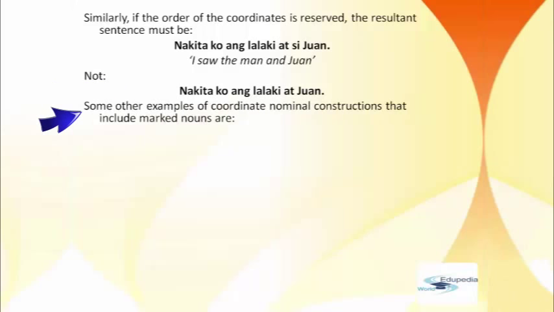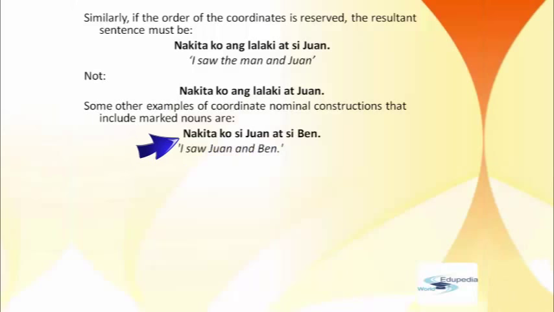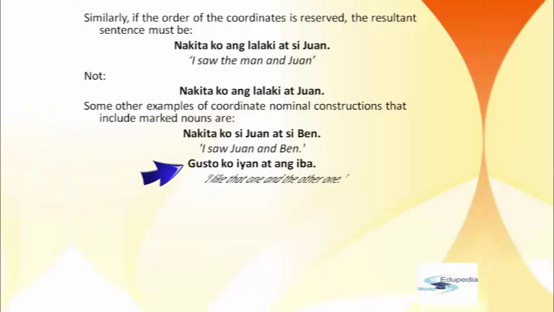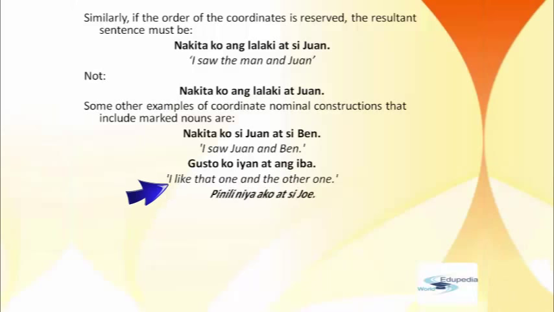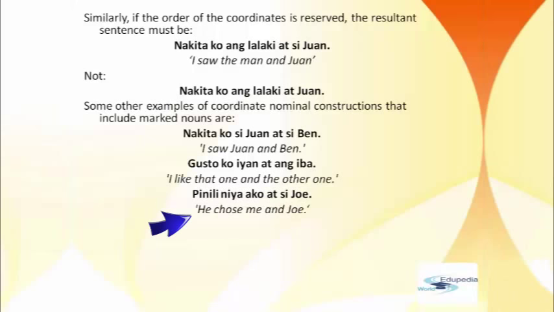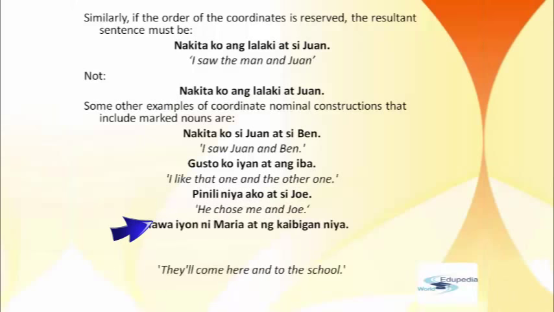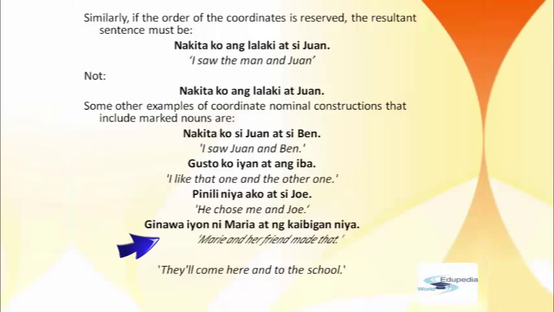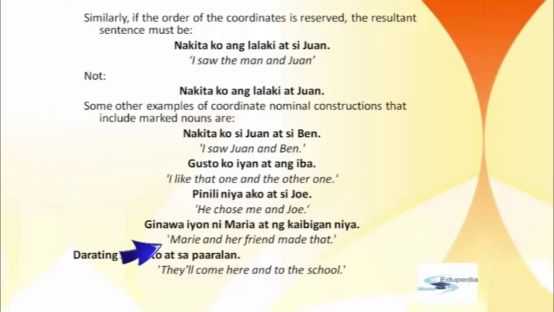Some other examples of coordinate nominal constructions that include marked nouns are, nakita ko si Juan at si Ben. I saw Juan and Ben. Gusto ko iyan at ang iba. I like that one and the other. Pinili niya ako at si Joe. He chose me and Joe. Ginawa iyon ni Maria at ng kaibigan niya. Maria and her friend made that. Darating sila dito at sa paaralan. They come here and to school.